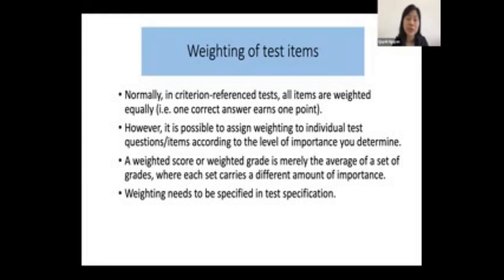One question that I received from a lot of teachers is about the weighting of test items. Of course, normally, especially in criterion-referenced tests, all items are weighted equally. In other words, one correct answer earns 1 point. However, this is not always the case, because it is also possible for us to assign weighting to individual test questions or items according to the level of importance you determine. For example, if you want to focus on one specific area of knowledge or competence, you may assign more weighting to the items on that test construct than others.